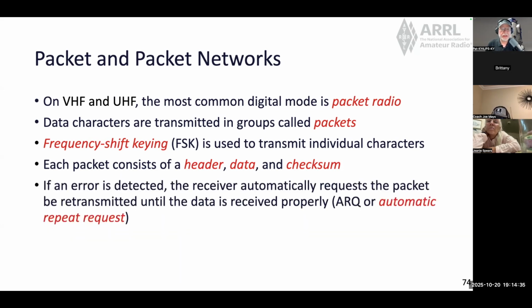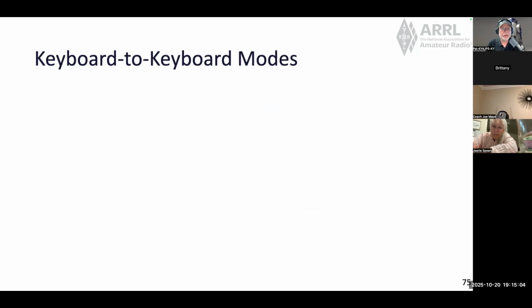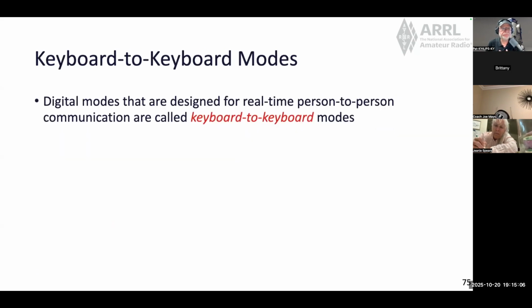If an error is detected, the receiver automatically requests the packet be retransmitted until the data is received properly, and ARQ, which stands for automatic repeat request. So if you send out a signal to another radio and it doesn't get that header data and checksum, it will send back a response saying, hey, I didn't get that. Send it to me again, and that will continue back and forth until it's got the correct data.